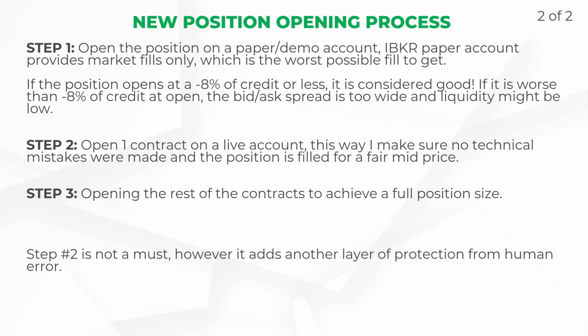Now, if everything is okay, then step 2 is I open one contract on a live account. And not as a market order. I obviously go for the mid price, for the best possible price. This way I make sure there's no technical mistakes that were made and the position is filled for a fair mid price. Then if everything is fine, I go to step number 3 and I open the rest of the contracts to achieve the full position size.